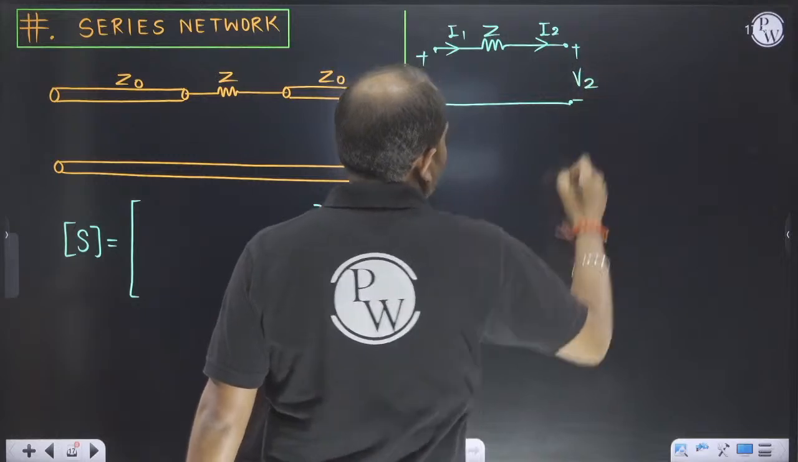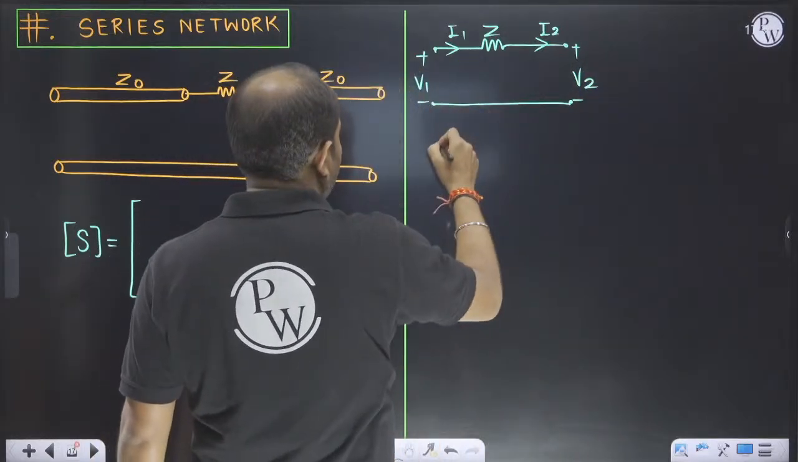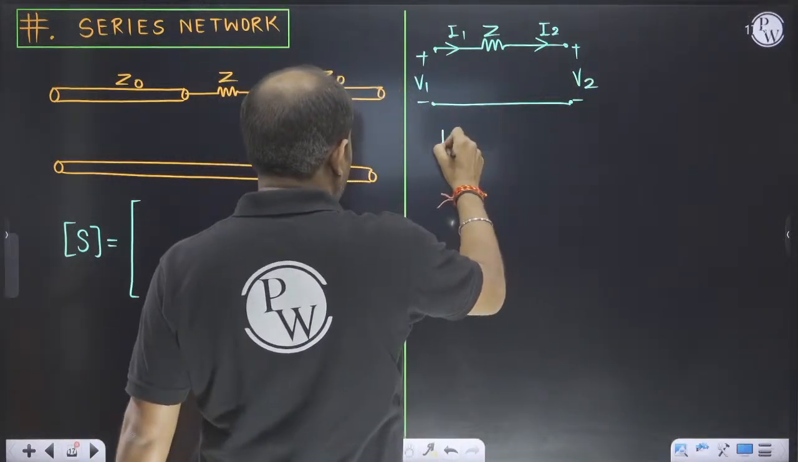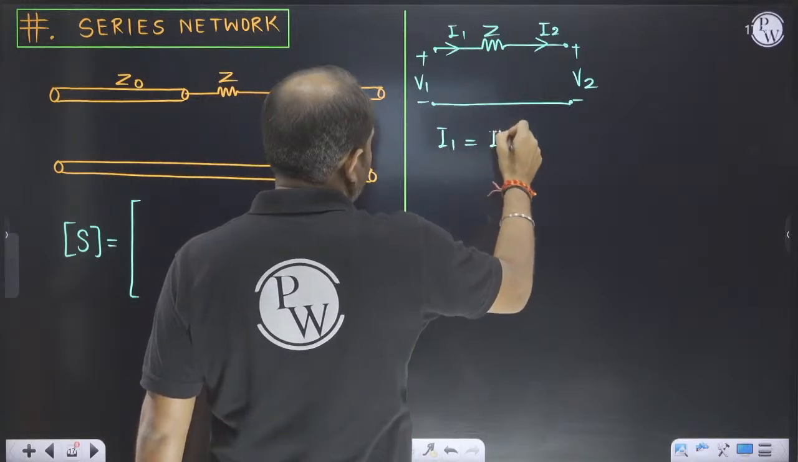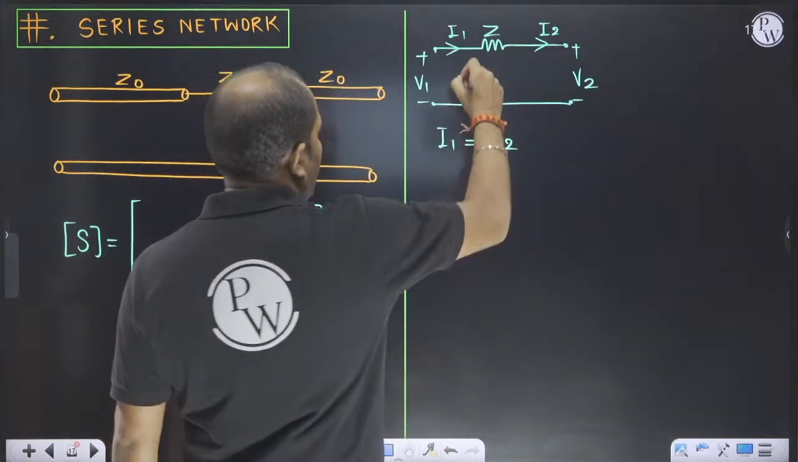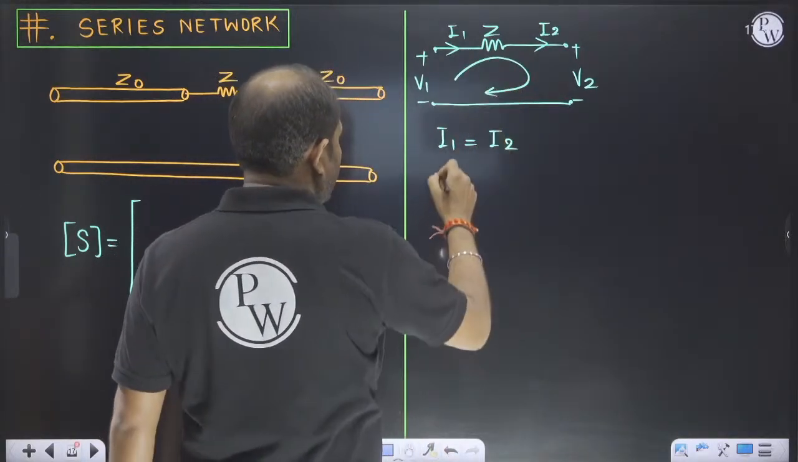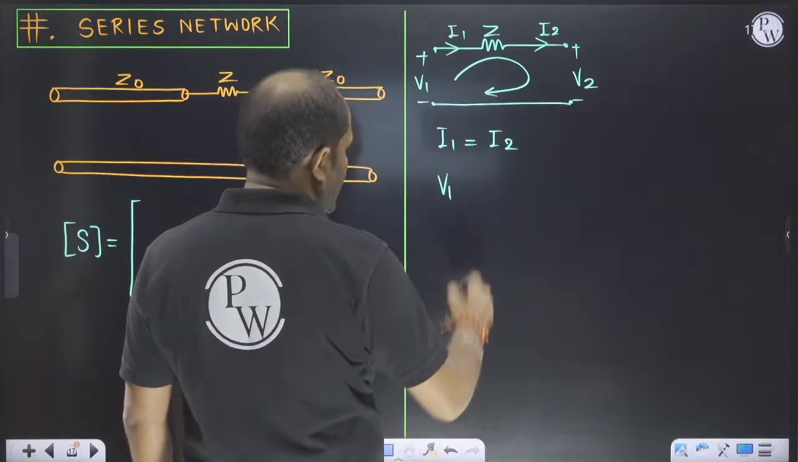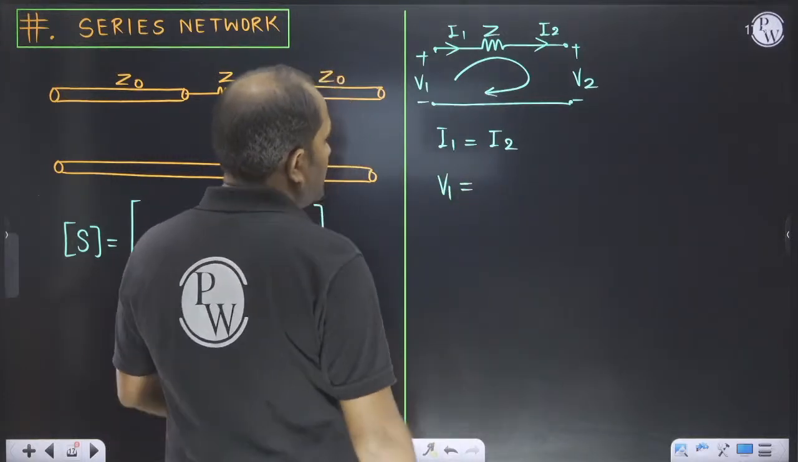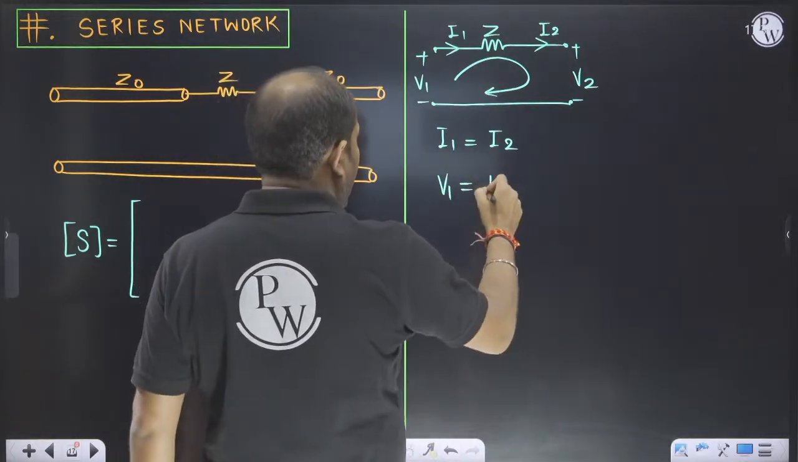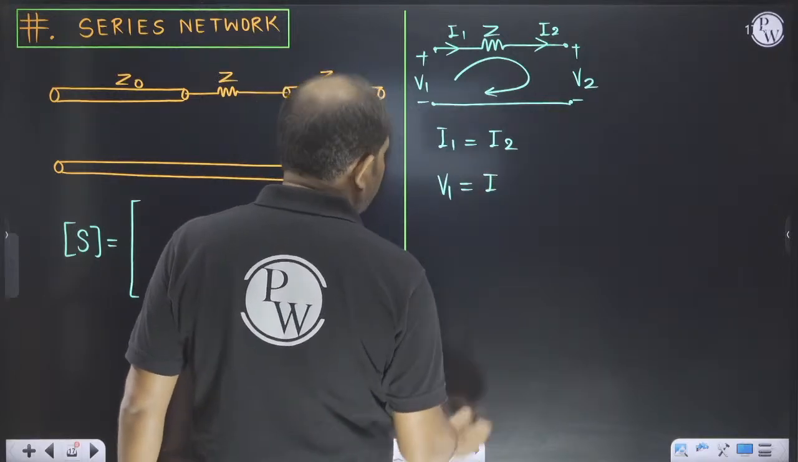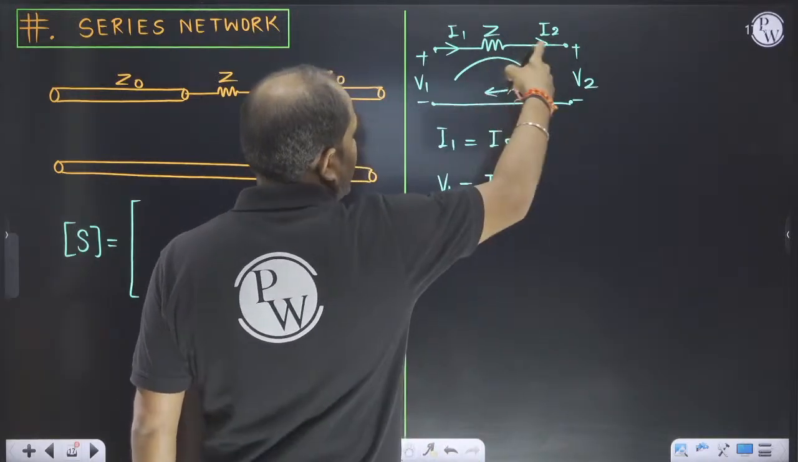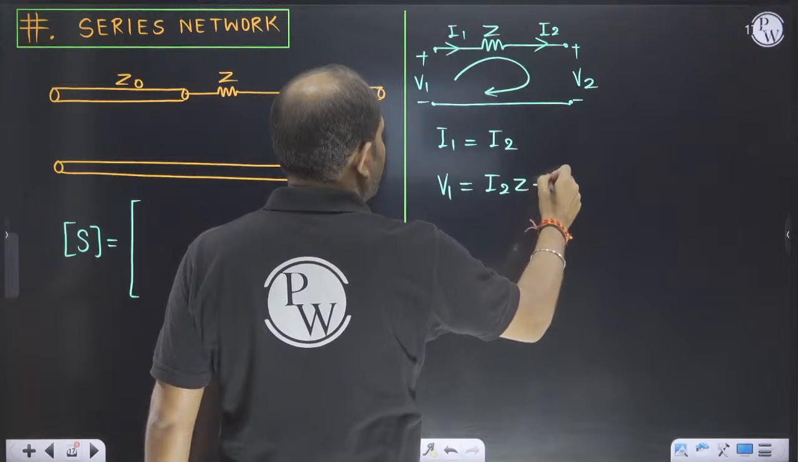So what is the first equation? First, I1 is equal to I2. Second, you can apply KVL: V1 is equal to V2 plus I1 into Z, and since I1 and I2 are equal, V1 is equal to I2 into Z plus V2.